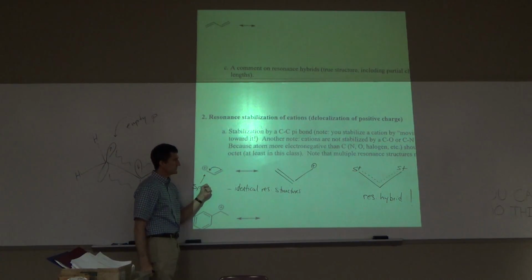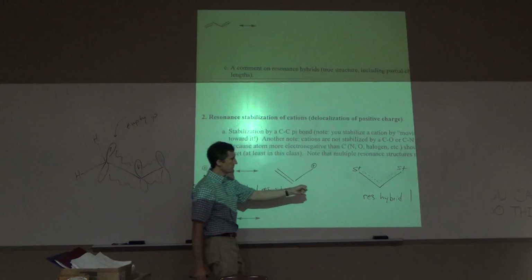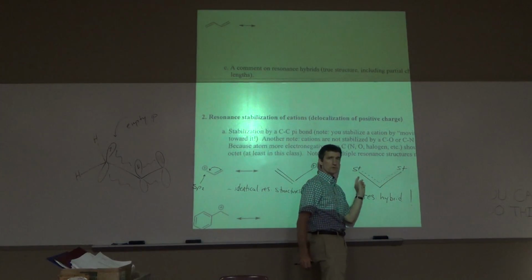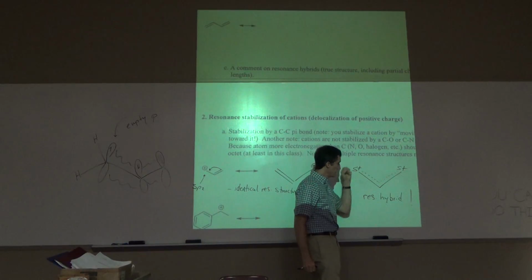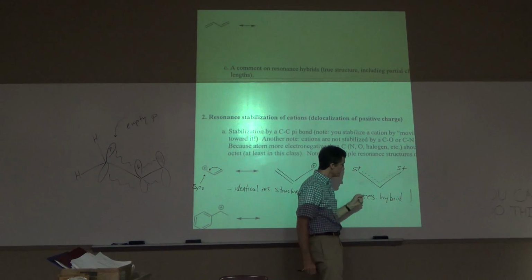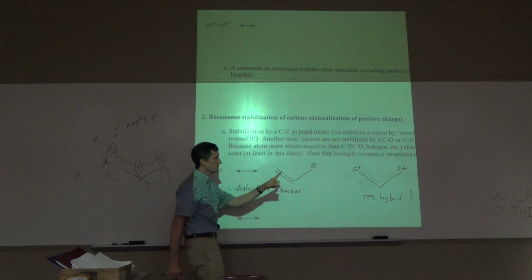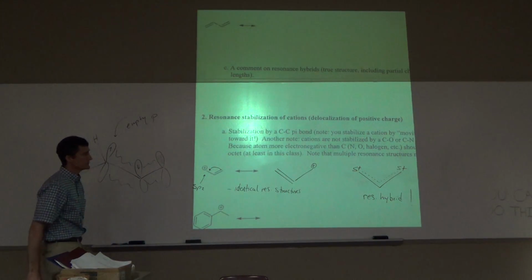What we as chemists do is we show these sort of fake structures and say, well, they're fake. The true structure has partial bonds and partial charges. It's harder to work with. It's harder to show, but it's the truer structure.